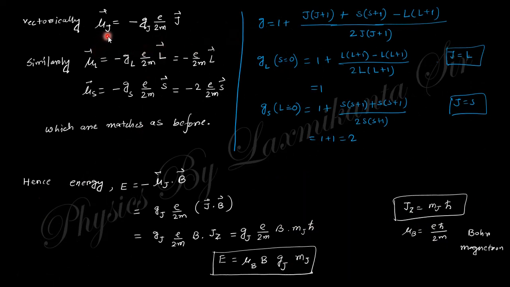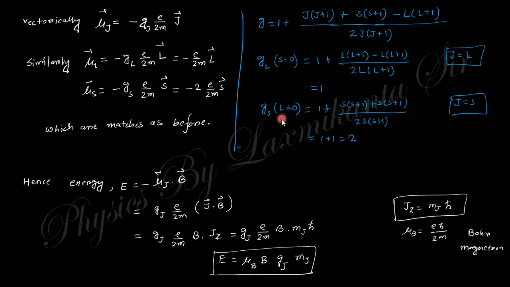Now we take these two things in vectorial form. You can write the vector mu_J equals minus mu g_J e by 2m J vector, and similarly mu_L can be written as g_L into this. This g_L appears when S equals 0. When you put S equals 0, J equals L, because J equals L plus S, with S equal to 0 means J equals L. If you put J equals L here and S equals 0, this thing is 0, so finally you get 1. So g_L equals 1.